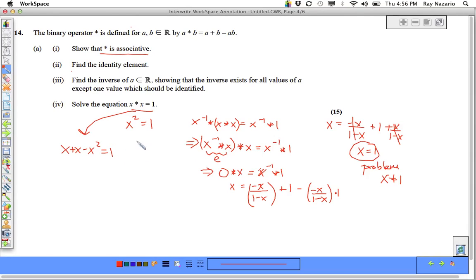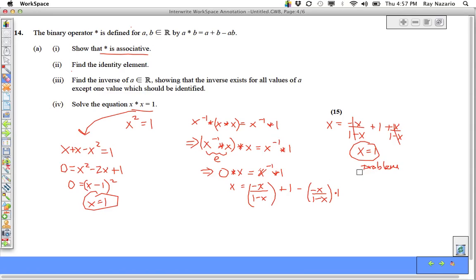So this becomes just a direct quadratic. So we have 0 equals x squared minus 2x plus 1. Oh no, this is not a problem. We get the same solution both ways. I'm mistaken. 1 is just the only number that doesn't have an inverse. But 1 does satisfy this equation. So there's your solution.